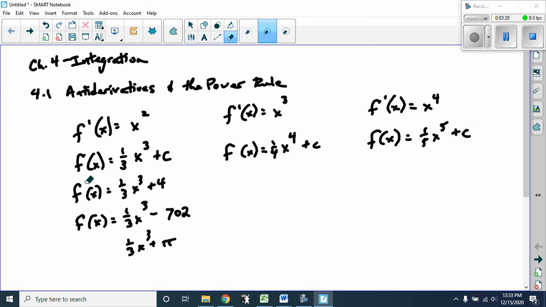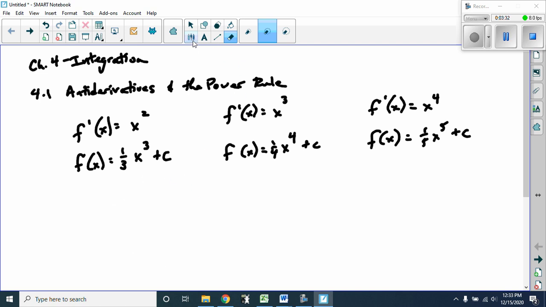And that will bring us to the power rule. The power rule for integrals. First of all, the way we write this looks like this. The integral of x squared dx. So this is the same thing as asking what functions have a derivative of x squared. This is read as the integral of x squared dx.